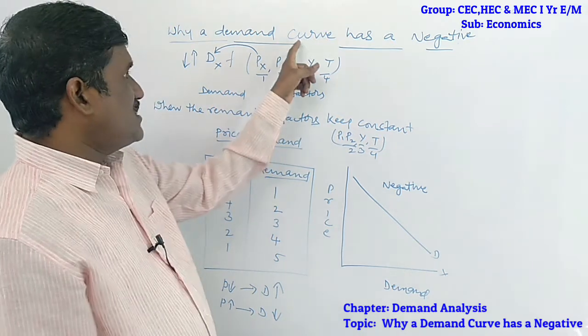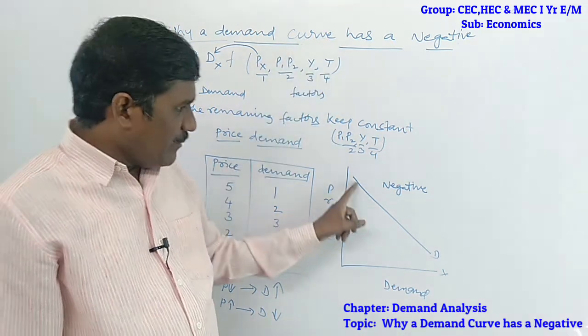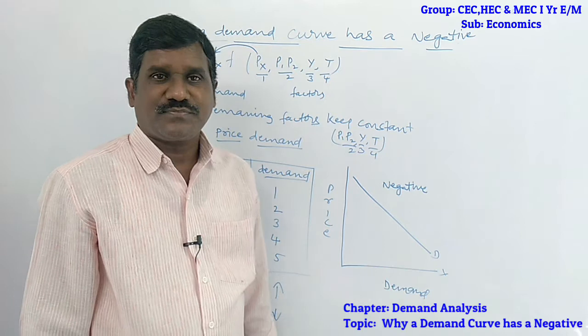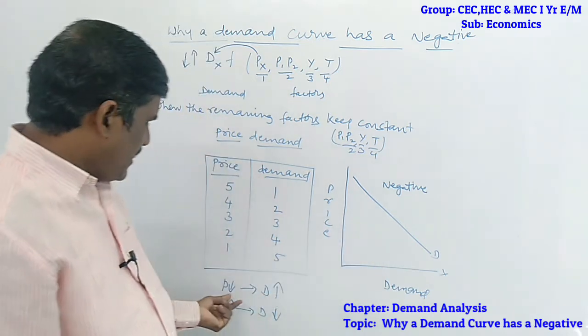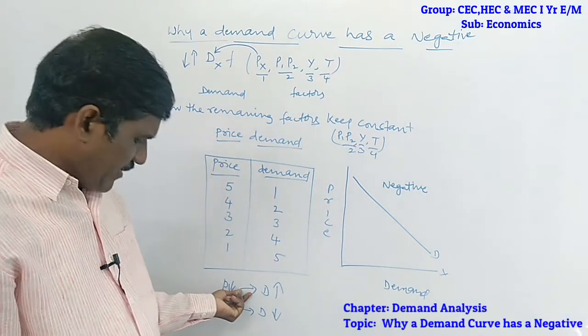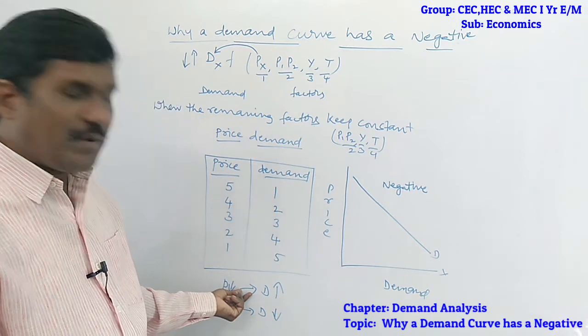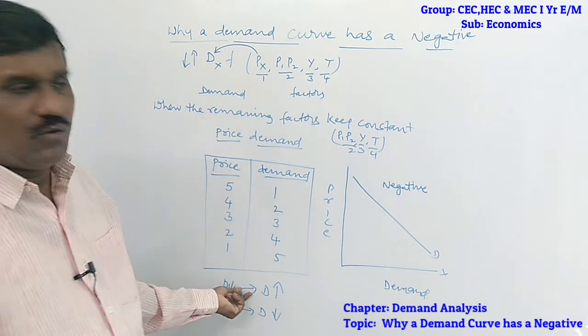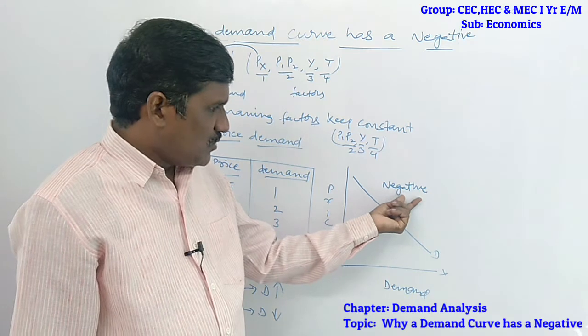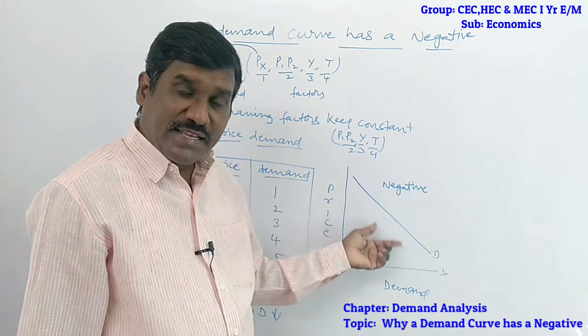Why, sir? The question is why the demand curve slope is negative. Okay, what is the reason? It is the inverse relationship between price and demand. The demand curve slope is negative. So, negative slope. Why? What are the reasons?